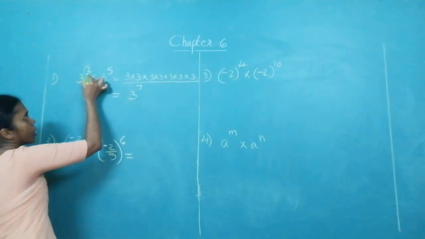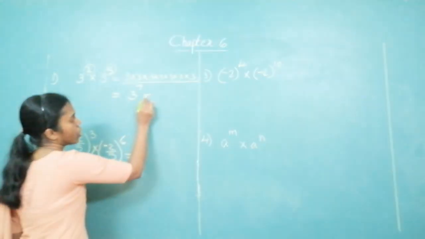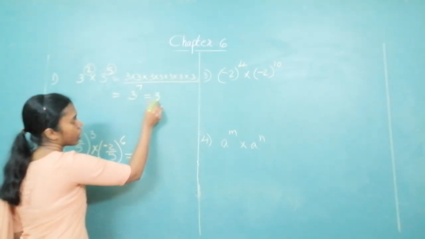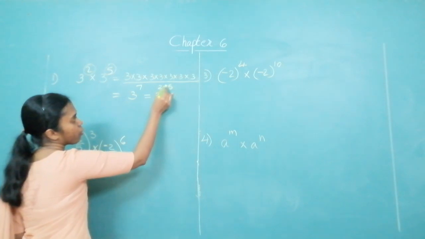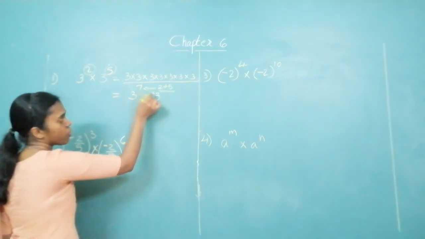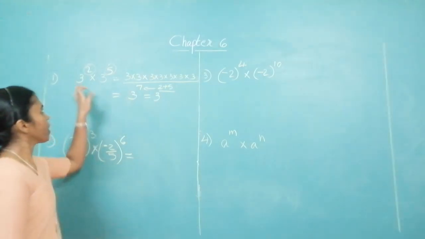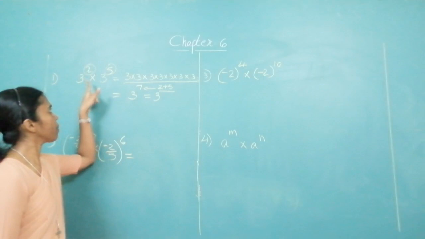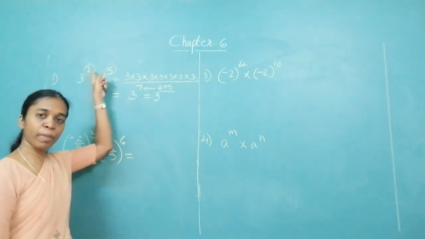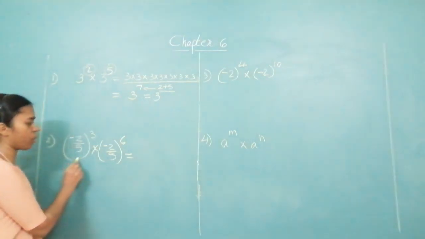Okay. Now, you look at this indices that is given to us over here. This can be written as 3 raised to 2 plus 5. 2 plus 5 gives you 7. That means if the base is same and if it is a multiplication, then you have to simply add the indices.